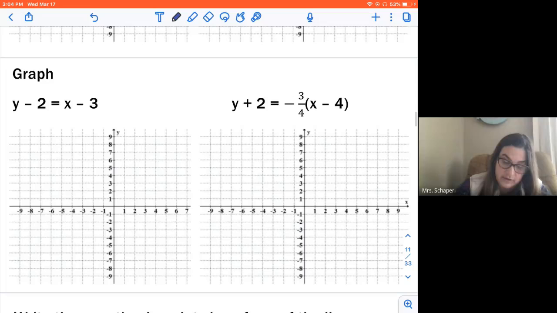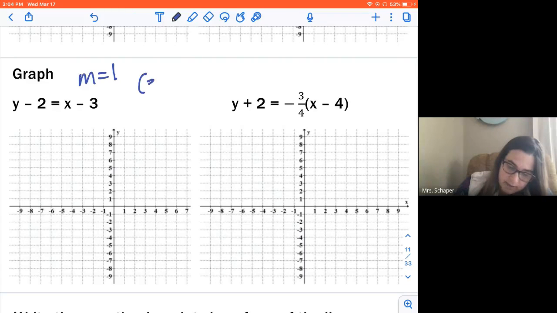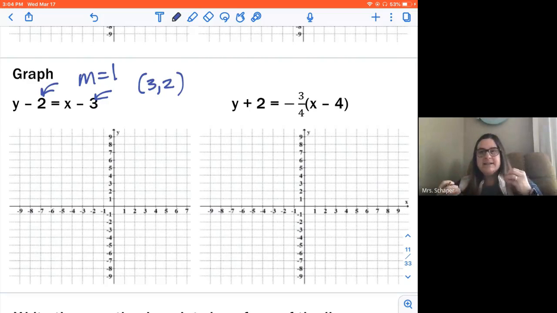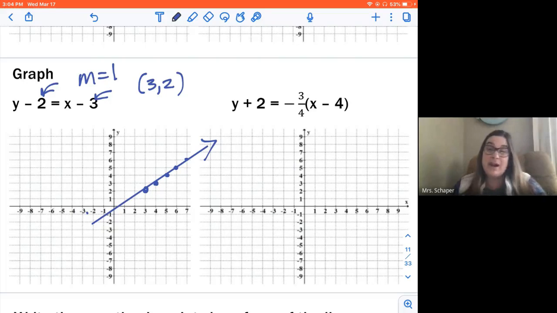All right, when I look at this one, my slope is 1. Again, there's no number shown multiplied by the x, so that's a 1. And my ordered pair is going to be 3, 2. Here's my x, here's my y. Take the opposite sign. And so when I do this, I begin at 3, 2. I rise 1, run 1. Rise 1, run 1. And I draw my line. Make sure when you draw your line, you use a straight edge. Put your arrows on the end. I don't want any squiggly lines, right? We're writing linear equations, not squiggly equations, right? Here we go.